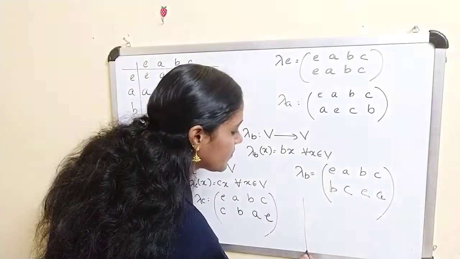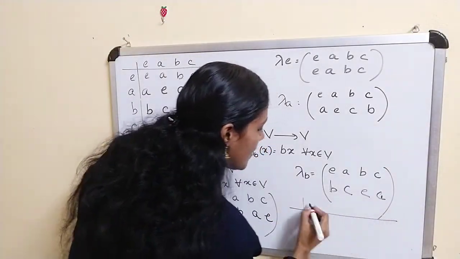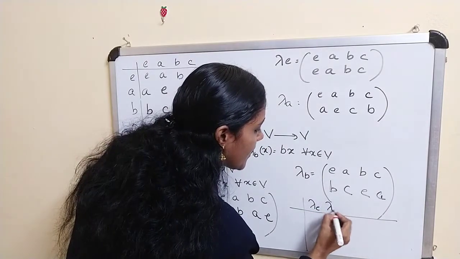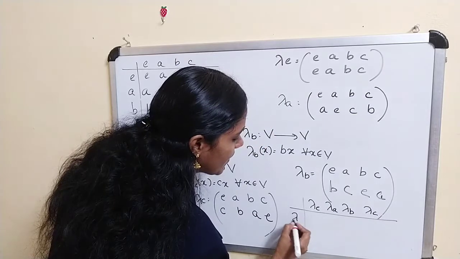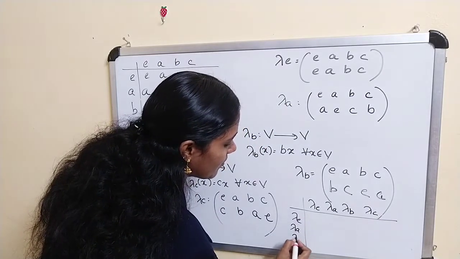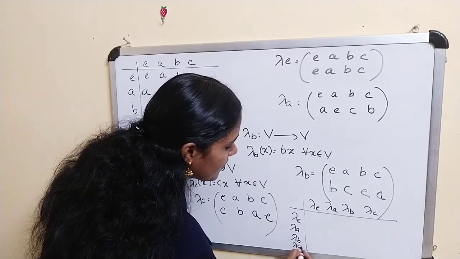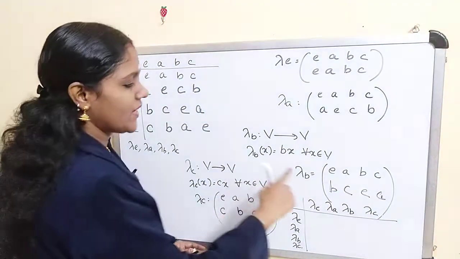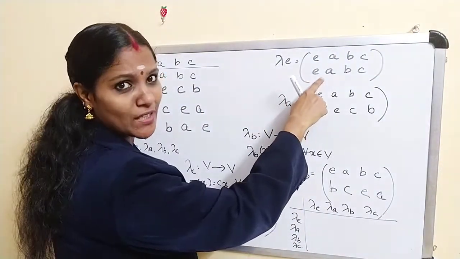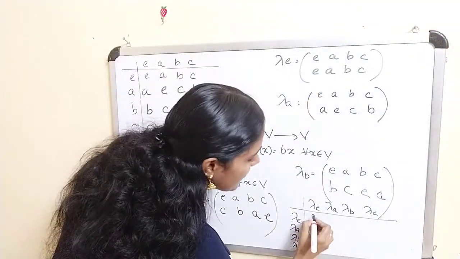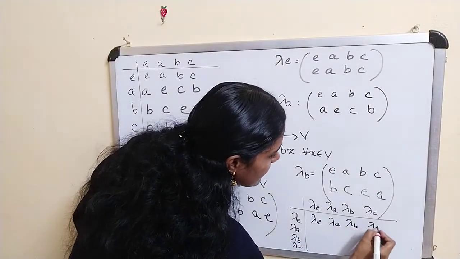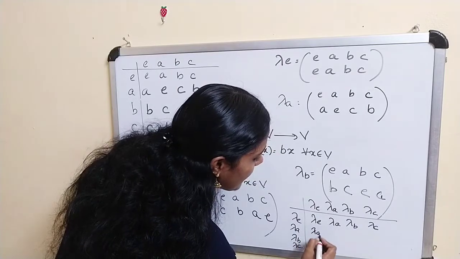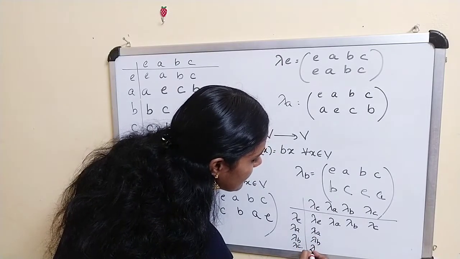So here lambda E, lambda A, lambda B, lambda C, lambda E, lambda A, lambda B, lambda C. Now you have to multiply. Here clearly lambda E is the identity permutation. So this is actually lambda E, lambda A, lambda B, lambda C and lambda A, lambda B, lambda C.